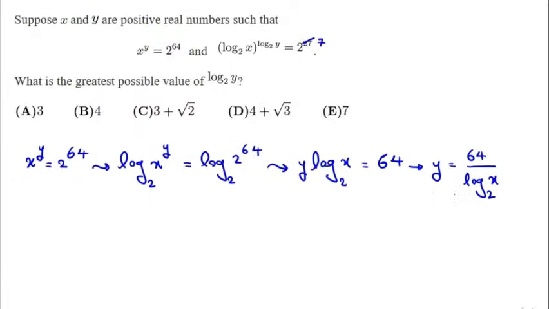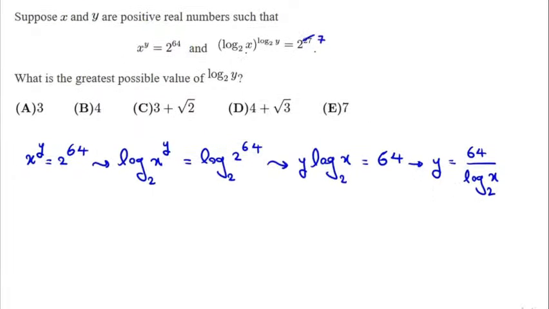Now, I think it's better because you have log 2 of x, write log 2 of x in terms of y. So let's write log 2 of x equals 64 over y. And y is not 0 because the problem says they are positive real numbers.